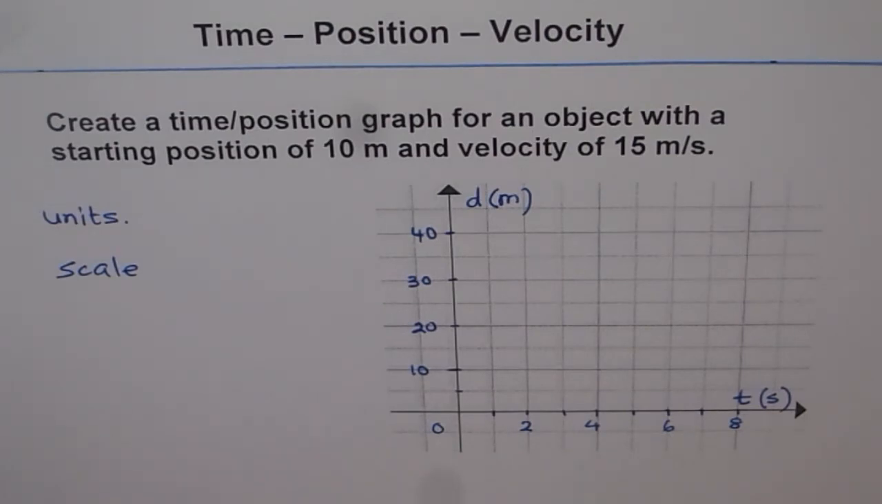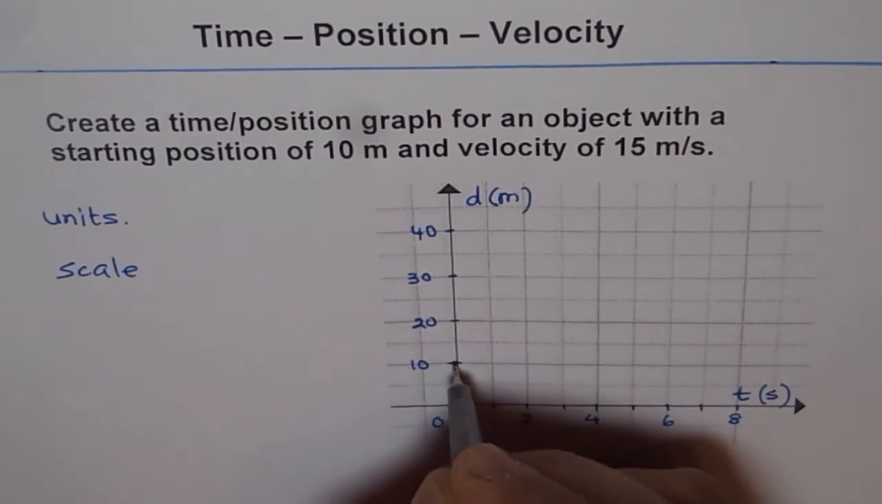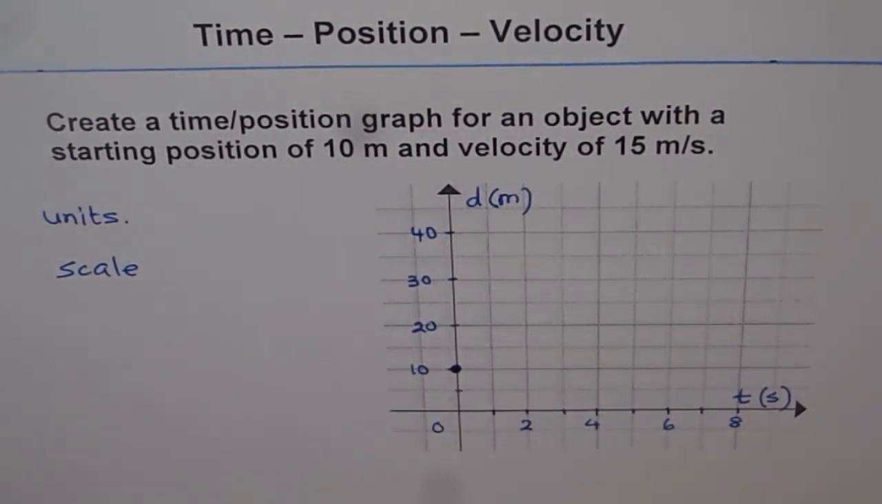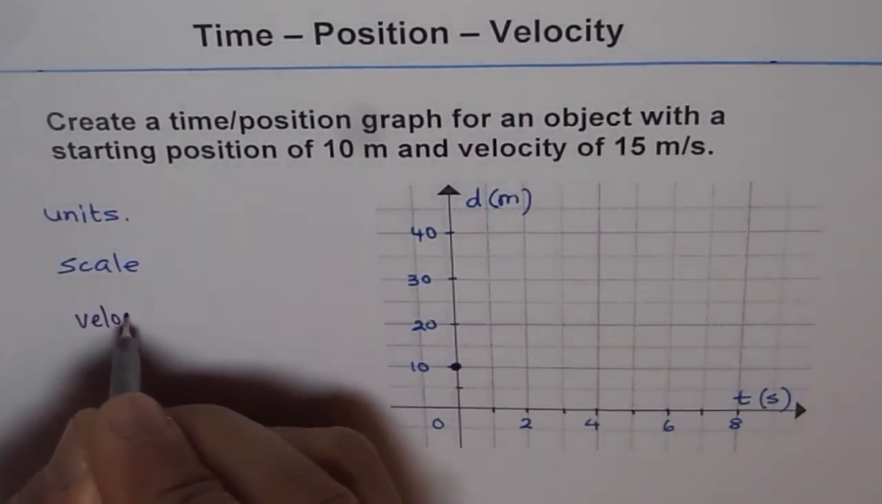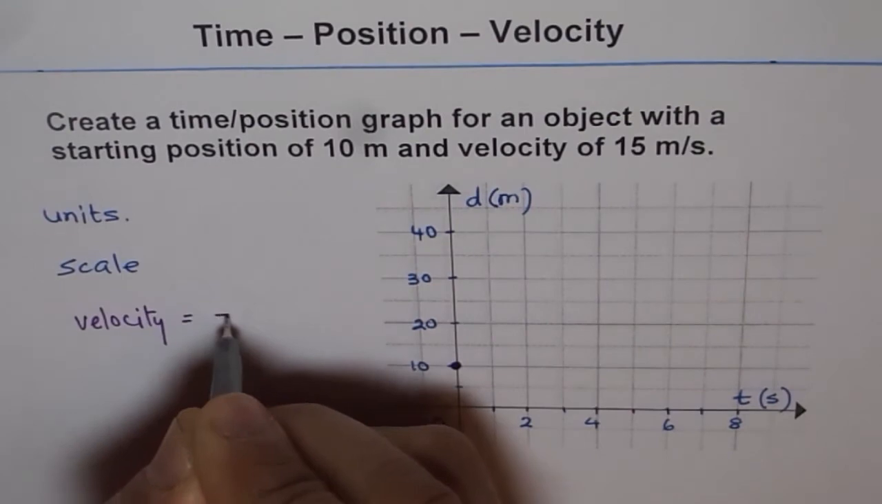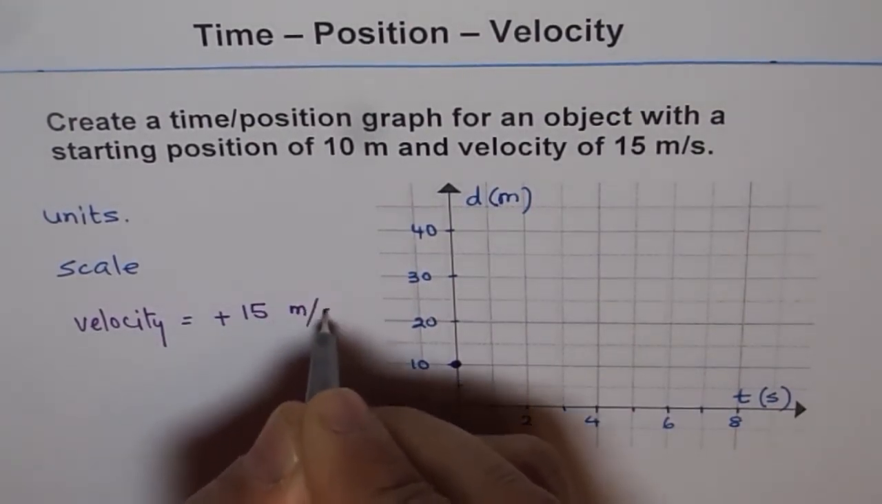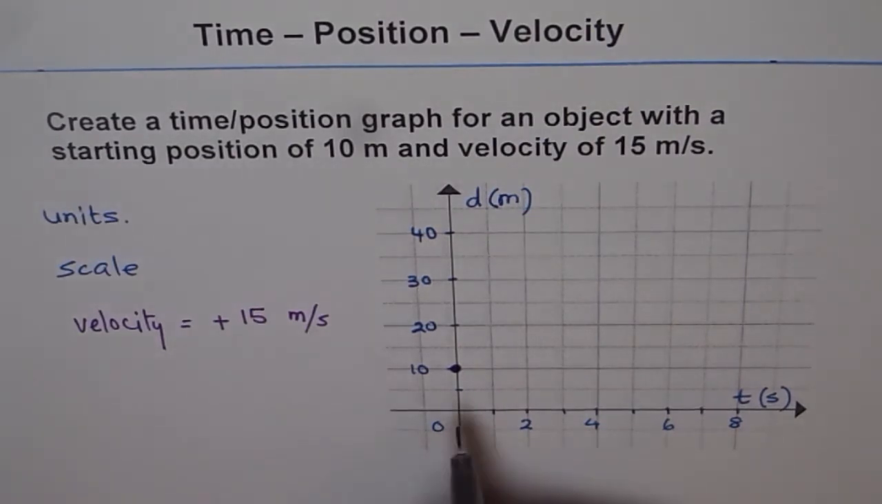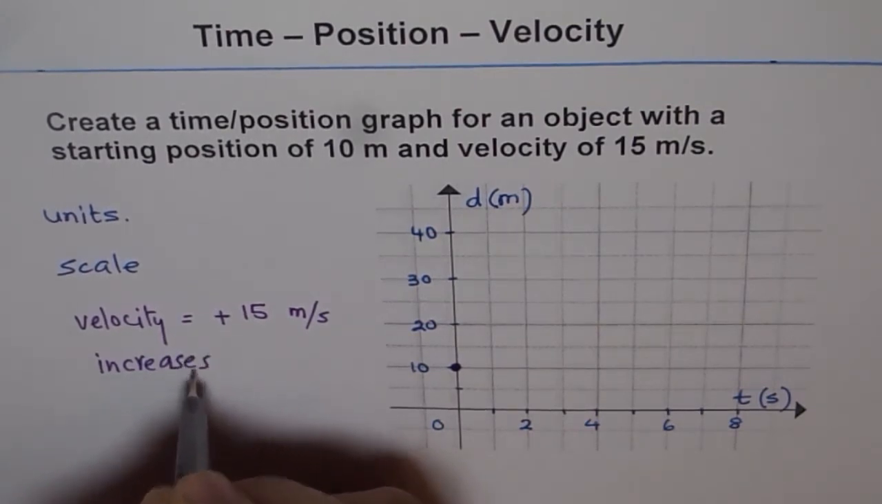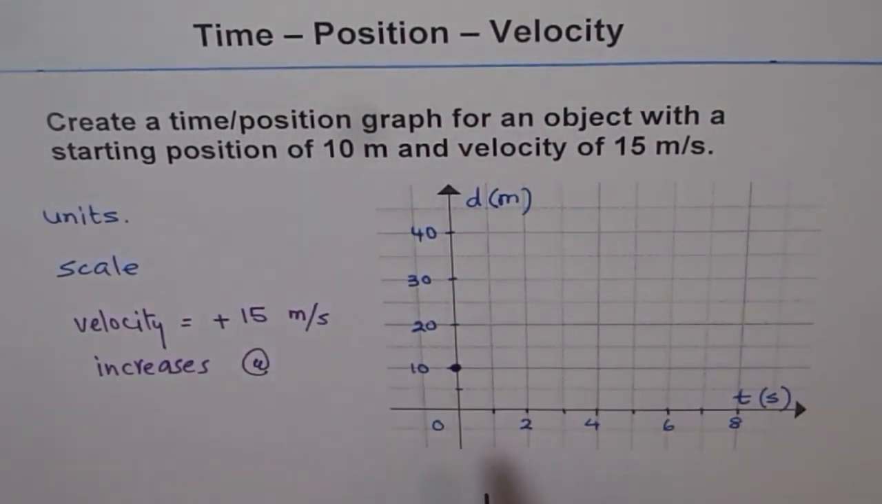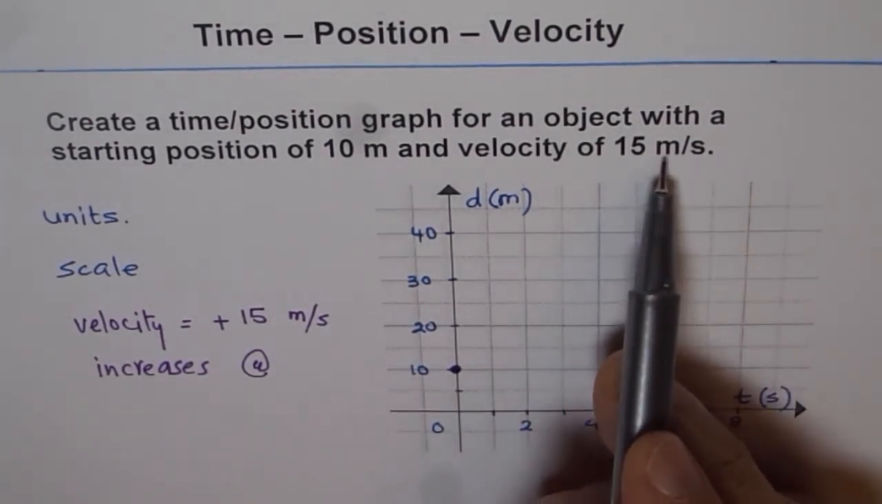Now, once the scale has been fixed, it's easy to draw a good graph. Starting position is 10 meters. That is the d-intercept, 10 meters. So we'll mark this as our initial position, starting position, 10 meters. Velocity is 15 meters per second. Since the velocity is positive, I'm writing positive purposely, meters per second, it means that the distance is going to increase. Do you understand? And the rate at which it increases is 15 meters every second, 15 meters per second.